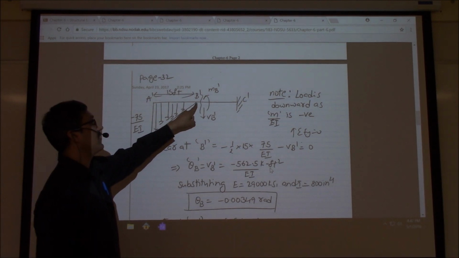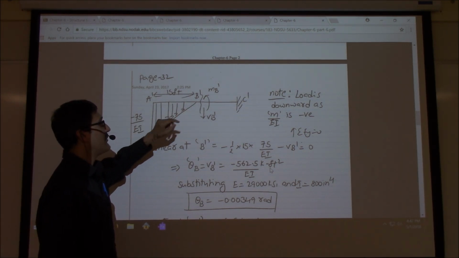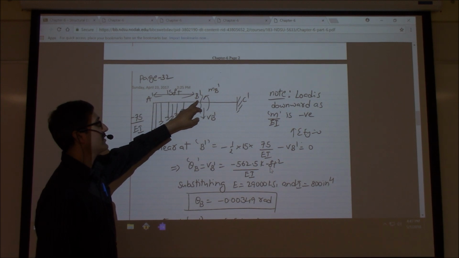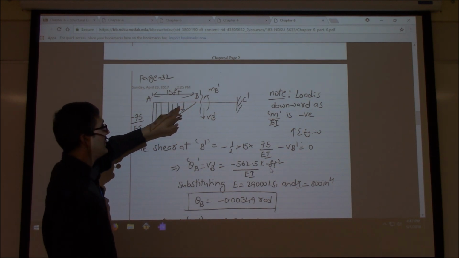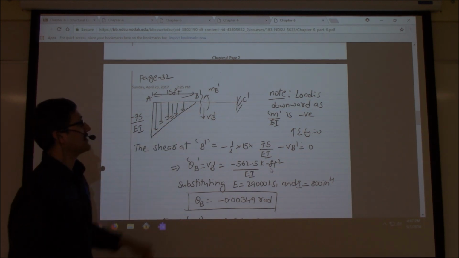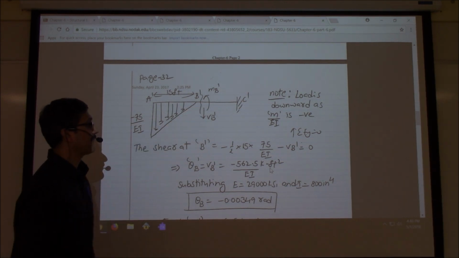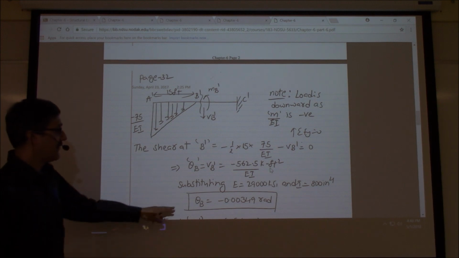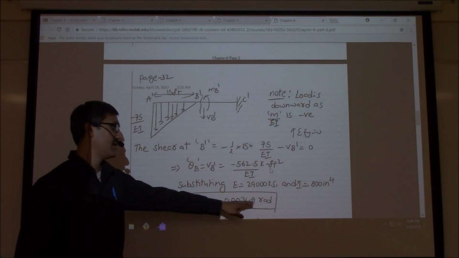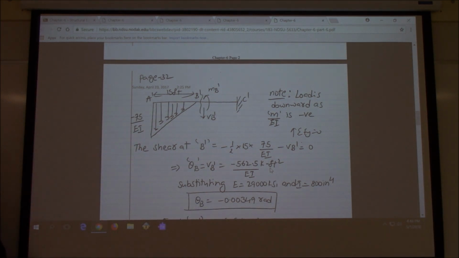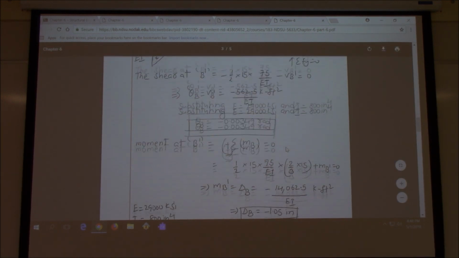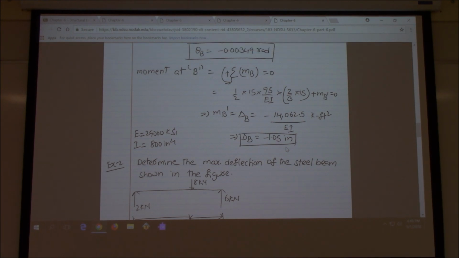So in order to find out the slope at the point B, we have to find out the shear at the point B prime in the conjugate beam using method of sections. In order to find out the deflection at the point B in the real beam, we have to evaluate the bending moment at the point B prime. So once again, whatever theta you might get, the units will be radians, and whatever delta you get will have the units that you used for the rest of your calculations.